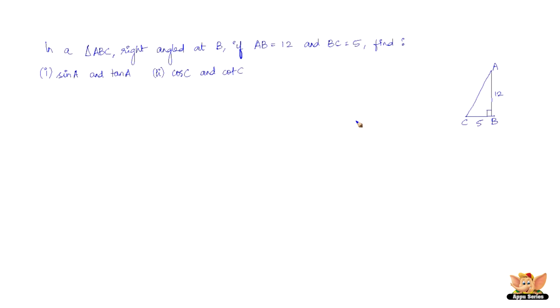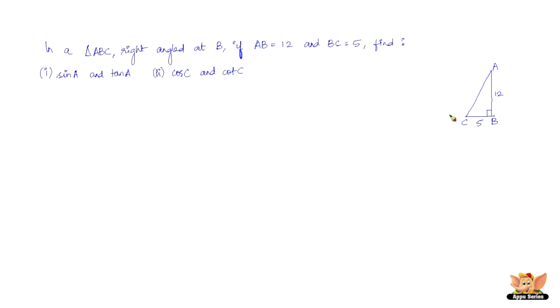So we have triangle ABC. AB is 12 and BC is 5. Now we need to find sine A, tan A, cos C, and cot C. We know that sine of theta is opposite by hypotenuse, tangent is opposite by adjacent, and cosine is adjacent by hypotenuse, and so on.